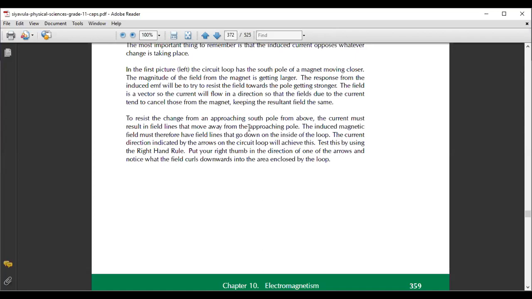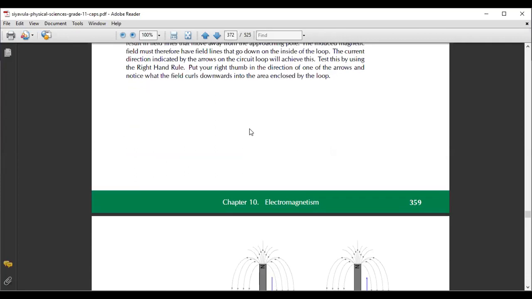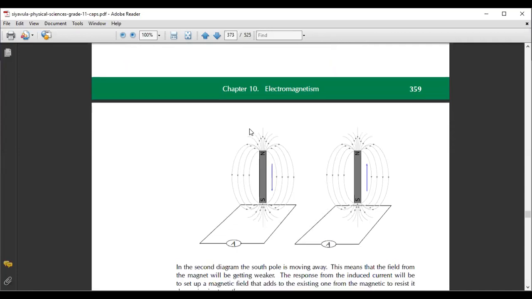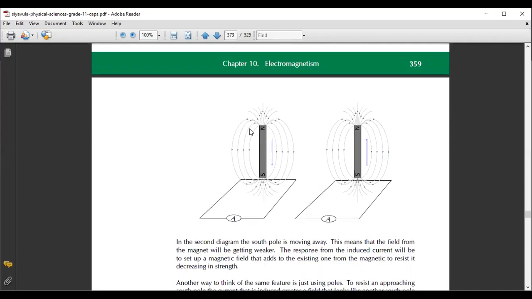So the induced magnetic field must therefore have field lines that go down on the inside of the loop. So the current direction indicated by the arrow on the circuit loop will achieve this. Test this by using your right hand rule. Put your right thumb in the direction of one of the arrows and notice that the field curls downwards into the area enclosed by the loop. Okay, so there we have it, that is what they were talking about. So these ones are going downwards.